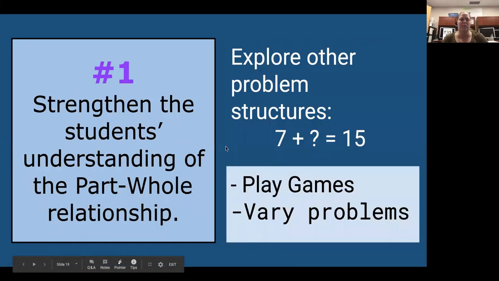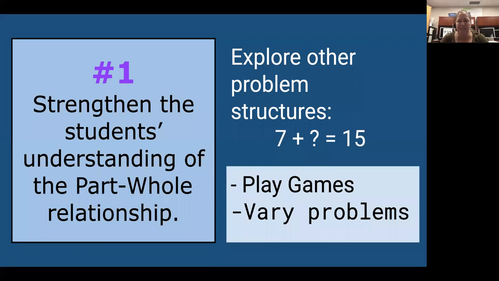So here's number 1. Strengthen the student's understanding of the part-whole relationship. So in the past sessions, we've looked at that part-whole relationship. That's a key idea on the continuum. Well, how do we strengthen students' understanding of the part-whole relationship? Well, one thing we can do is we can explore other problem structures.